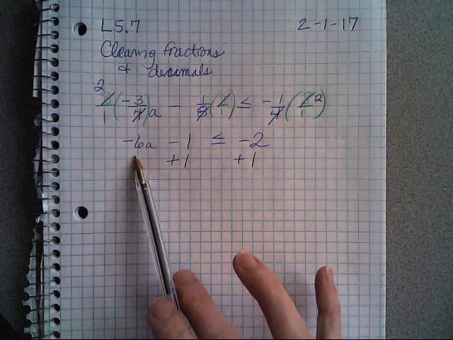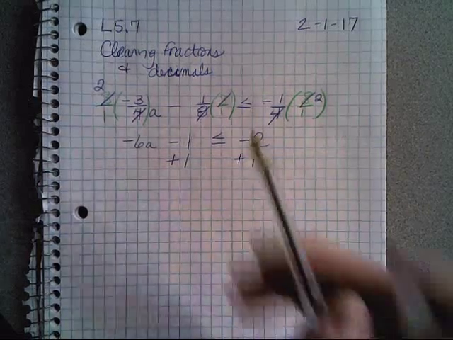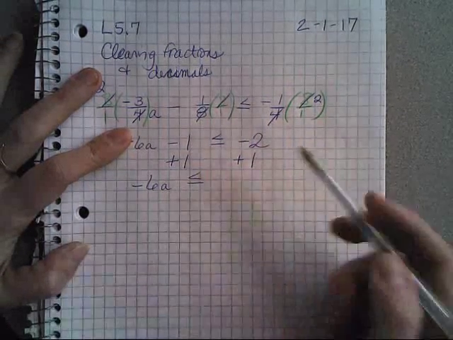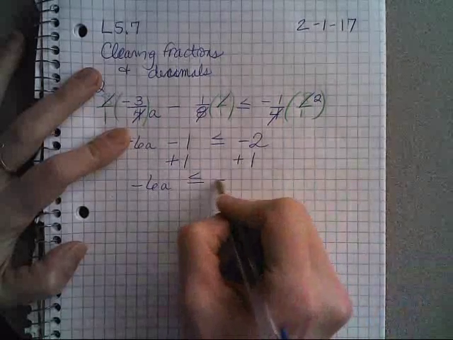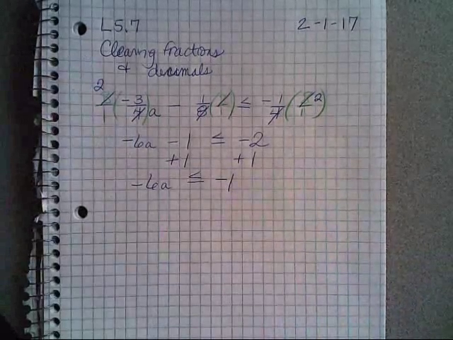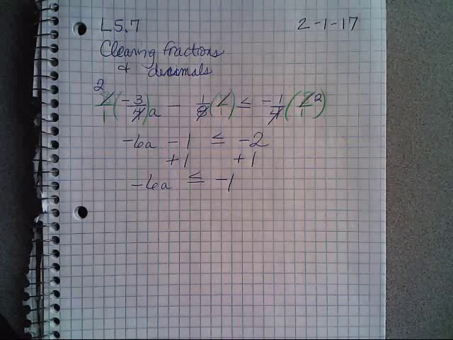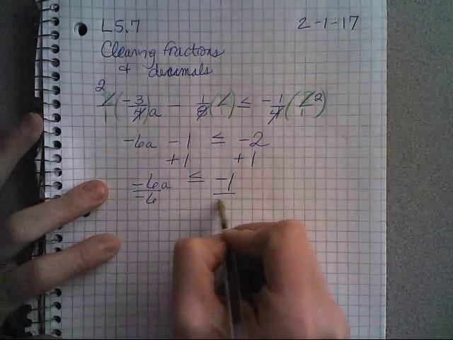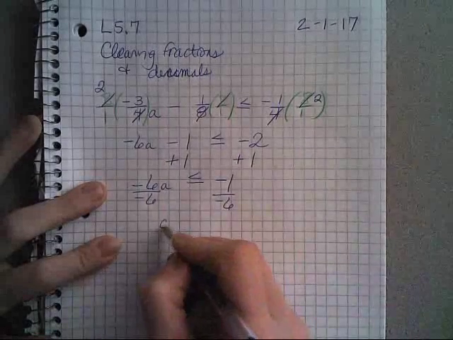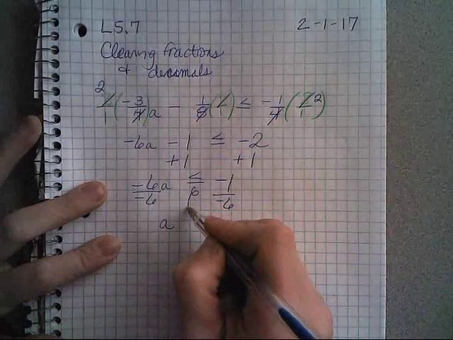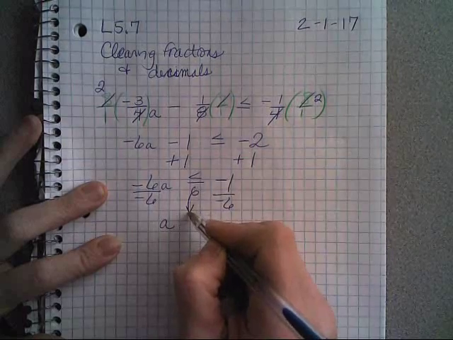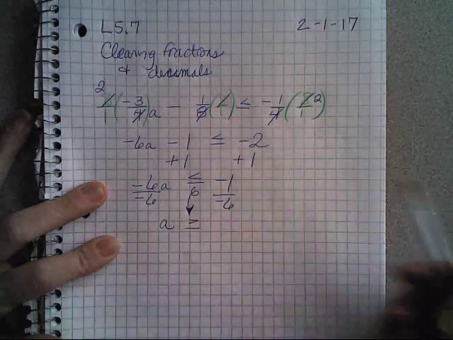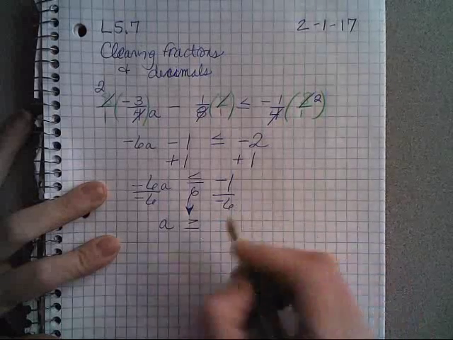All right, sorry. We add 1 to both sides, and we end up with negative 6a being less than or equal to, the sum here is negative 1. Am I right? Okay. Divide by the coefficient of a. When you divide by a negative, what must you do with this? Rach, what must you do? Good. Negative divided by a negative is a positive.